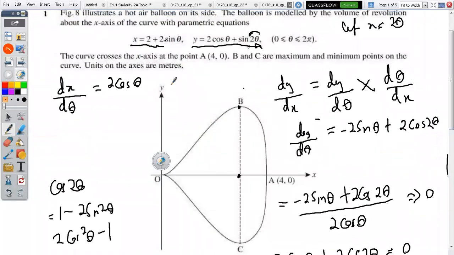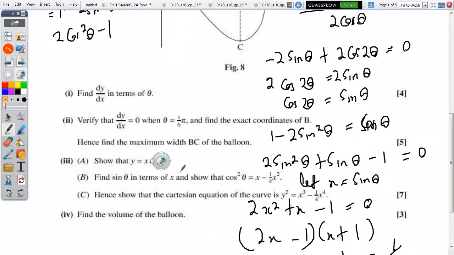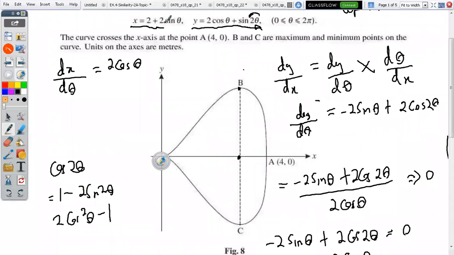Okay, go back to the parametric equations. We have found the value of theta. Are we together? Theta is pi over 6. So can you plug pi over 6 in so that we get the x value? 2 plus, use your calculator in radians so that we find the x coordinate. The x coordinate is 3. Okay, 3. Then find the y of B.